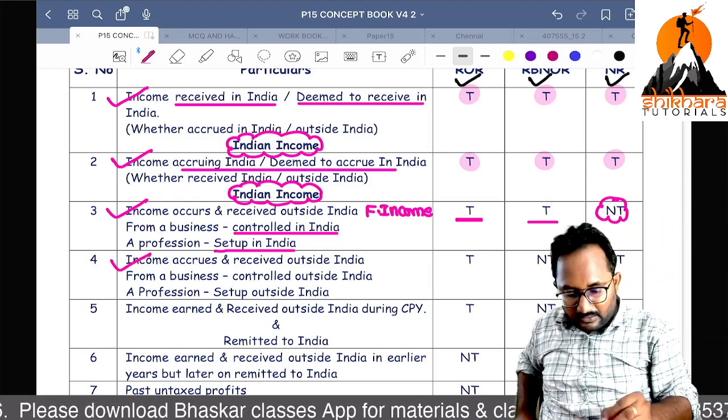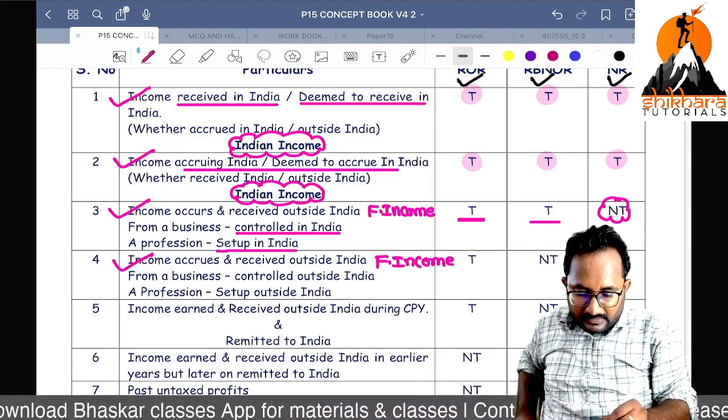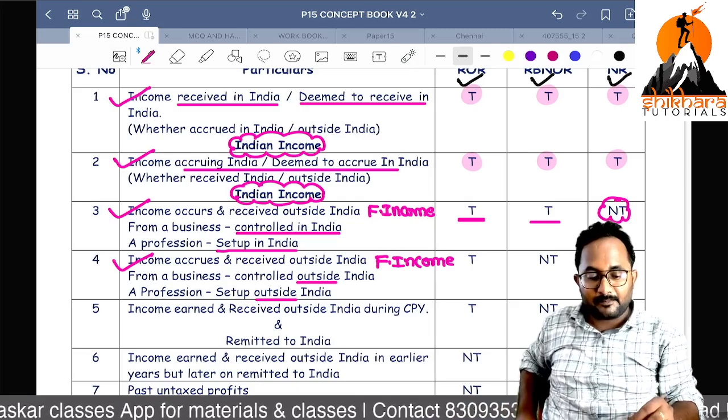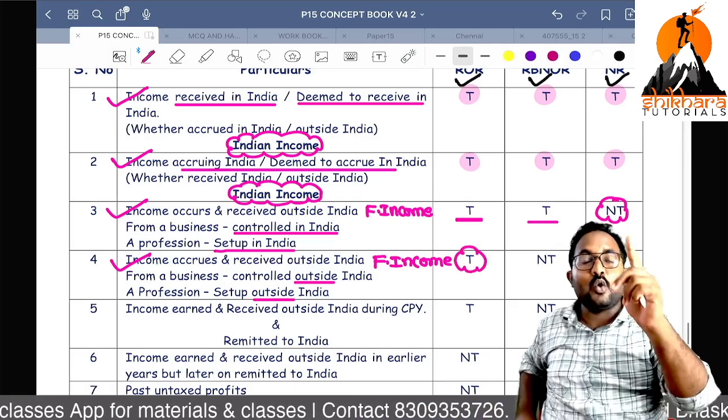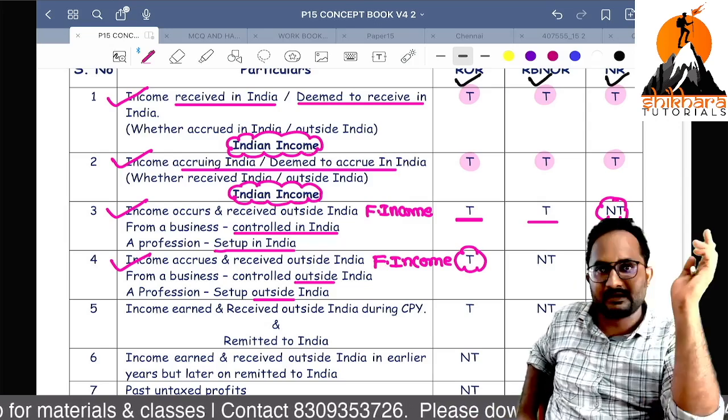So next one, it is a purely foreign income. There is no connection with India because it is controlled from outside India, and the profession setup is also outside India. It is a purely foreign income. So that's why only one person is liable to tax on that income. Who is that? Ordinary resident.